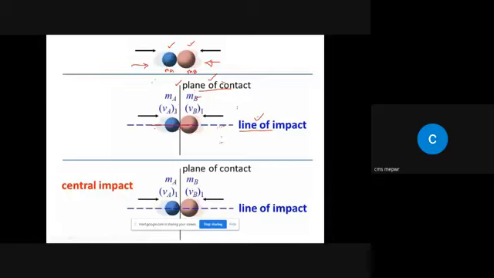If the line of impact and the particle velocities are in the same direction, or parallel, then the impact will be known as central impact. But if the velocities and the line of impact have a certain angle between them, meaning the angle is not zero and is some other angle, then the type of impact will be known as oblique impact, right?